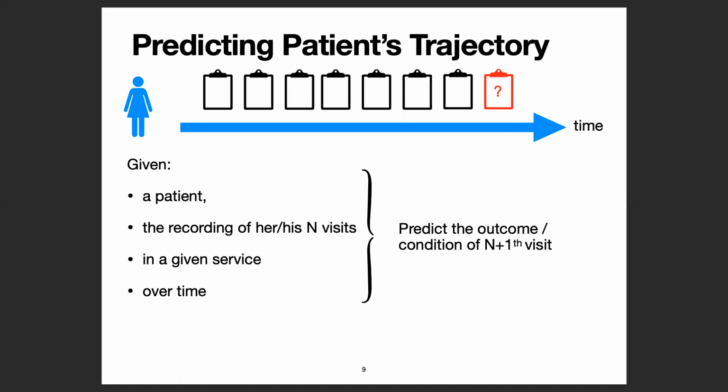Now, what does it mean to predict something out of a patient trajectory? So if you have a set of records over time for a given patient, the purpose of the prediction is to be able to guess what will happen at time n+1, given the previous n visits. So given a patient, the recording of her or his previous n visits in a given service over time, we would like to predict what happens at the n+1 visit. So either the diagnosis or the outcome of the visit.